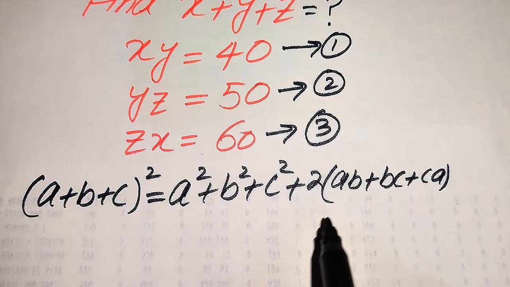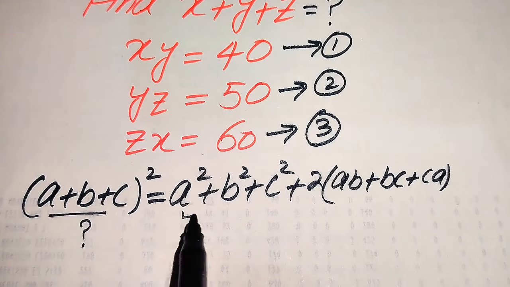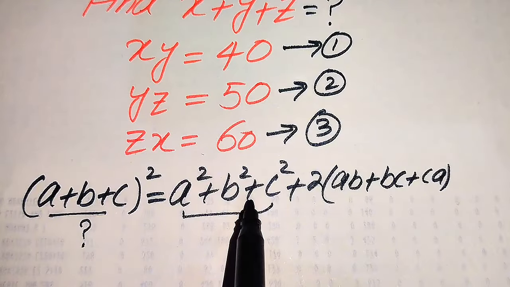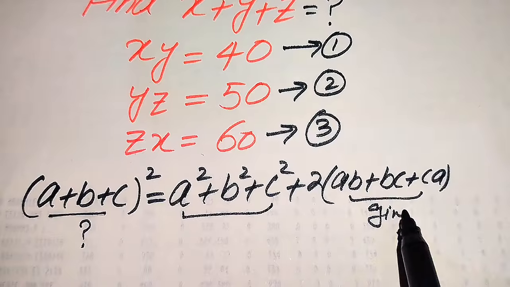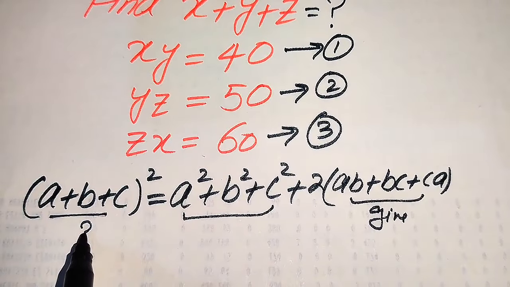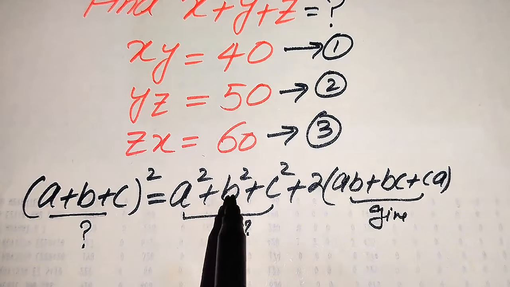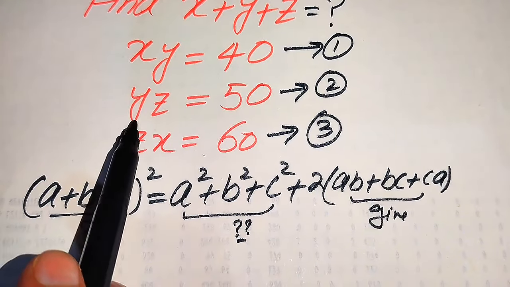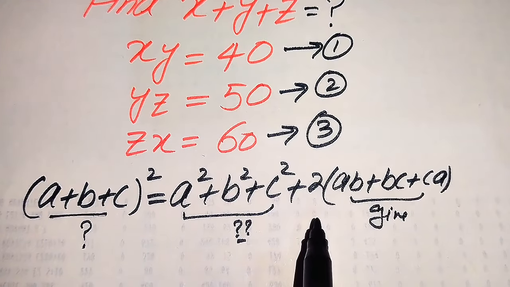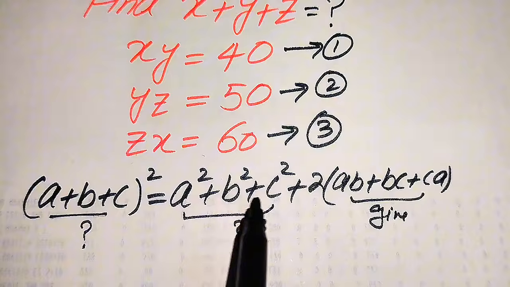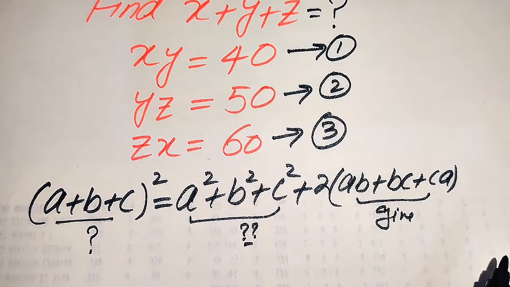So here you see that we need to find this value, but we cannot have these three squares of values, while these three products are given. These are given values, and this is our requirement or claim. So we need to find first these squares, a square, b square, c square, or in terms of our variables, x square, y square and z square. We first find these three squares, and in order to find them we use these three equations.